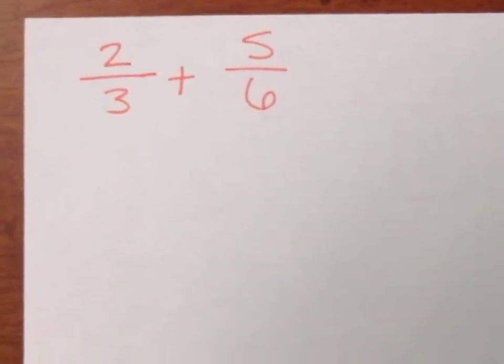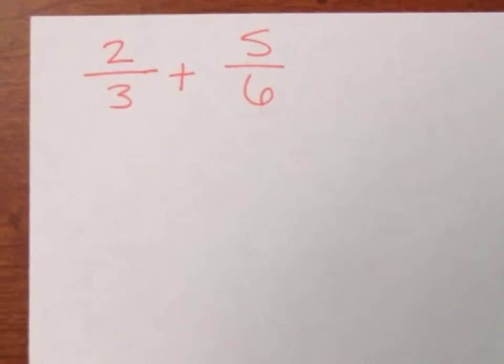We have 2/3 plus 5/6. The first thing that we'll notice is that our denominators are different. Okay, 3 and 6 are not the same denominator. So we're going to have to make our denominators be the same. The easiest way to do this is to list our common multiples.